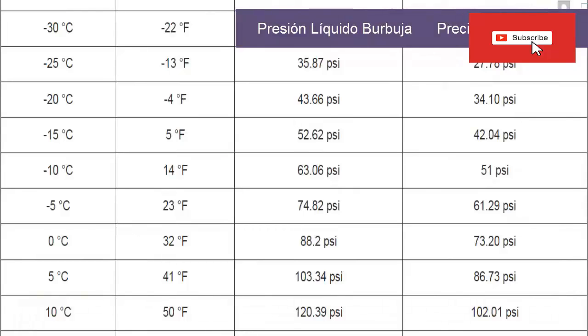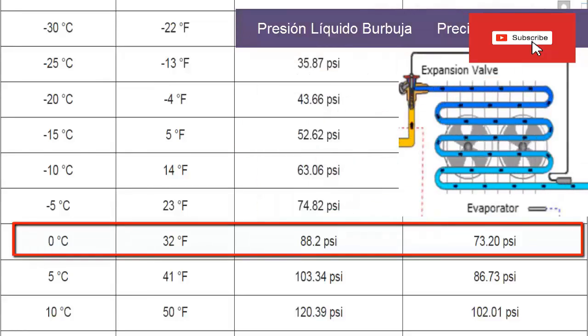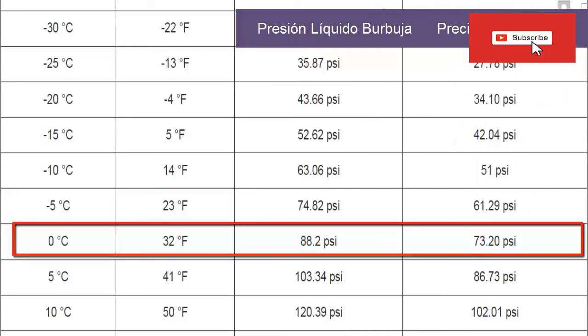On the screen we have other pressure values that are usually used with R407a. Thus, for example, to achieve a temperature at the evaporator inlet of 0 degrees C, an absolute pressure of 88.2 psi must be kept in low. On the other hand, if you require the same 0 degrees at the evaporator outlet, then you must work with an absolute low pressure of 73.20 psi. Remember to find the low pressure you should read on your manometer, subtract from these values the atmospheric pressure of the place where the equipment is located. For quick calculations you can take 14.7 psi.